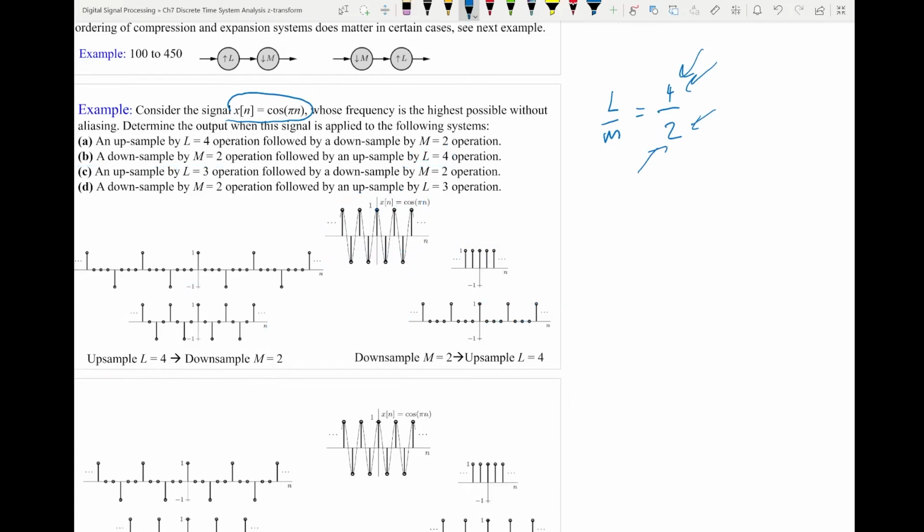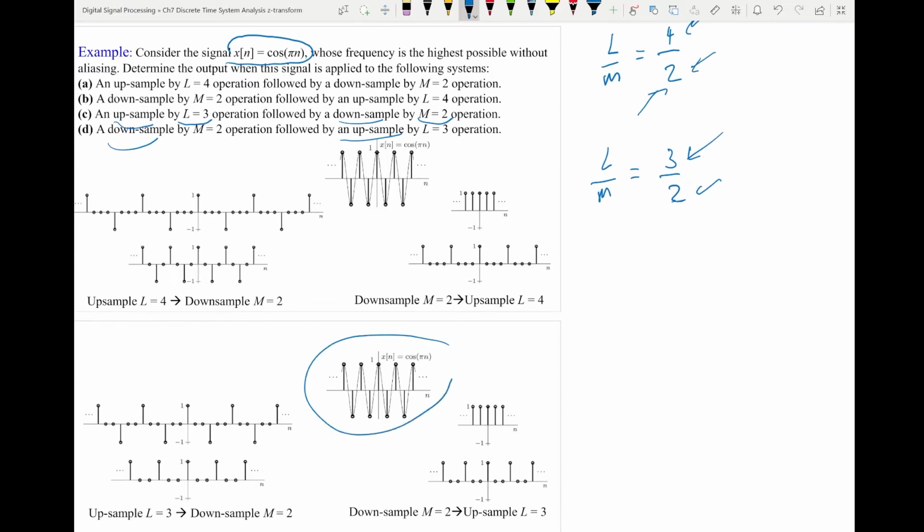Let's clean up. In part C, upsample by a factor of 3 and downsample by a factor of 2. So L over M is 3 over 2. These are co-prime. So really it will not make a difference if I do upsampling first then downsampling, or if I do downsampling first then upsampling. Will not make a difference. And we can see here, this is the original signal. So if I do the upsampling first by a factor of 3, L minus 1, which is 2, I put 2 zeros between adjacent samples.